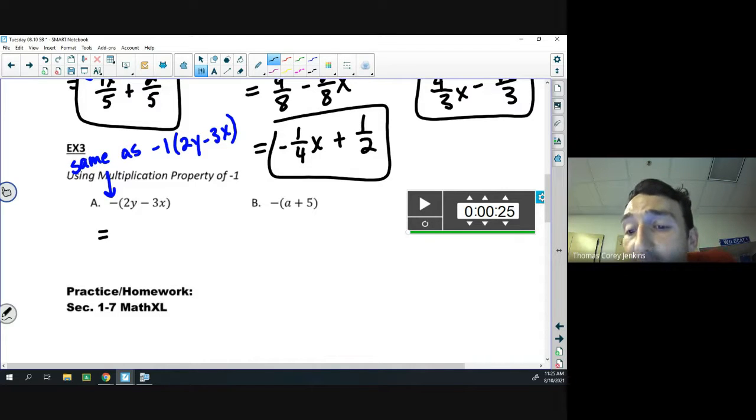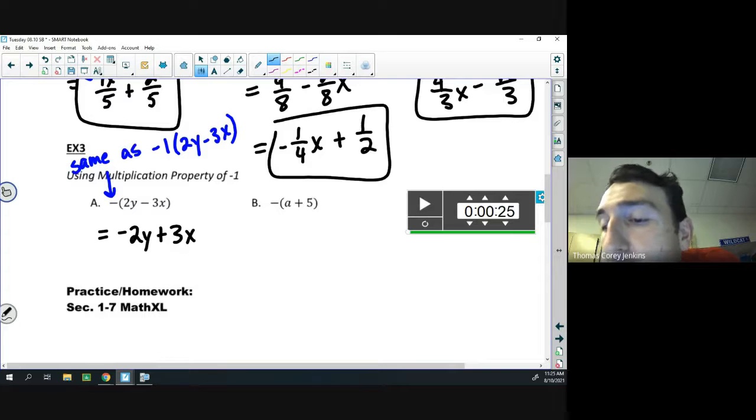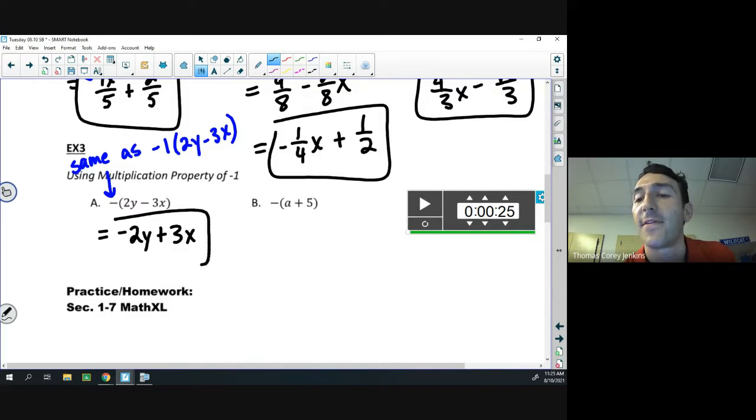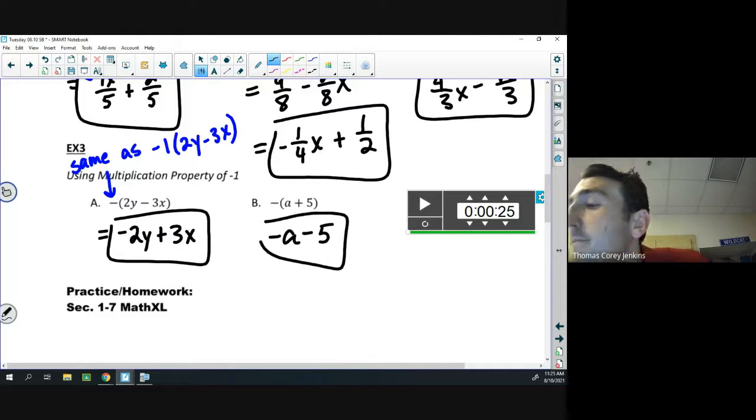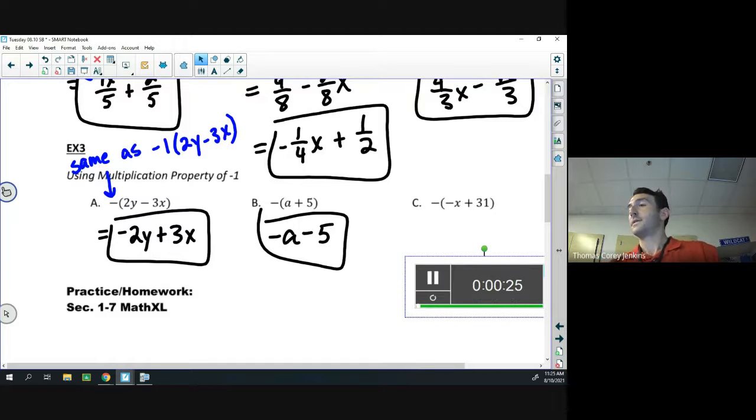So what we're going to do here is have minus 2y because it was positive, and then plus 3x because it was negative. So all you do is just flip the signs. You can't combine those because they're not like terms, so that would be my final answer there. And then B, again, multiplying everything by -1. Positive A becomes negative A, plus 5 becomes minus 5. All right, so you try the next one. You've got the opposite of the quantity -x plus 31.